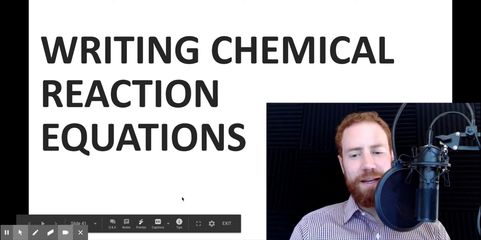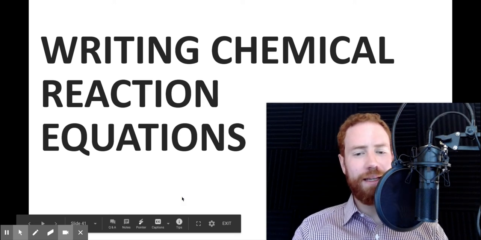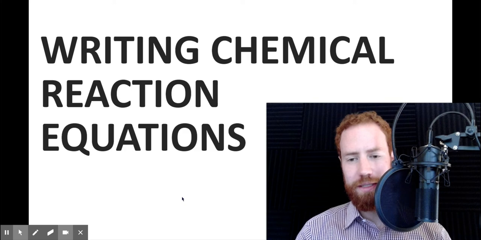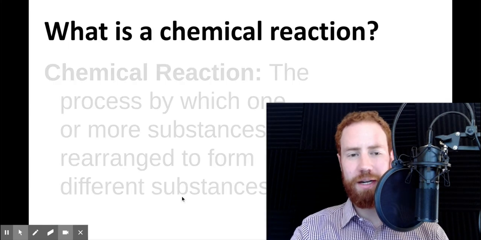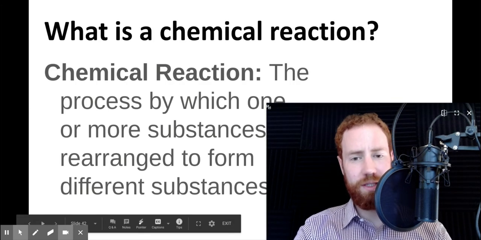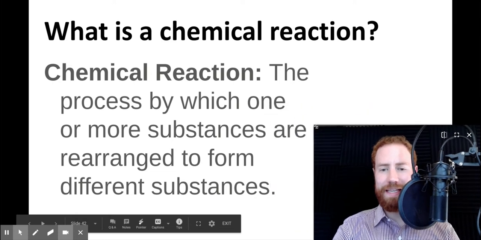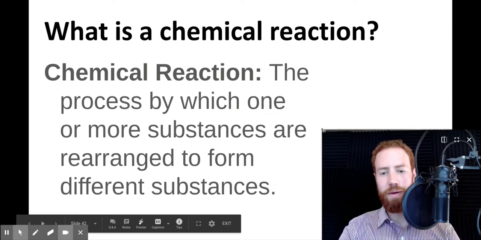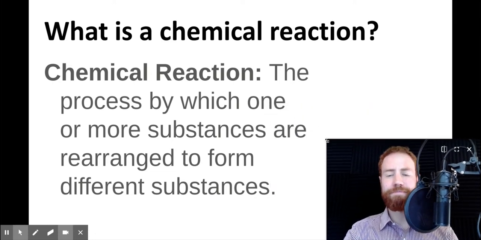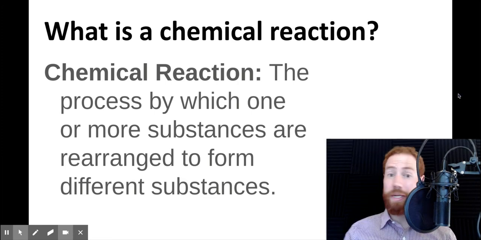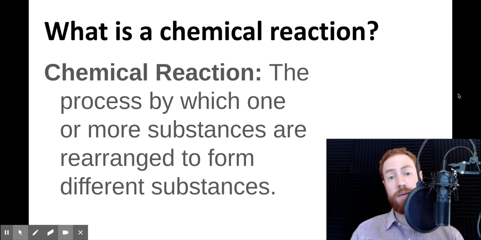Hey, everybody. Today we're going to be talking about writing chemical reaction equations. So, let's get started. First of all, let's start at the beginning. What is a chemical reaction? Well, a chemical reaction is a process by which one or more substances get rearranged to form new substances.